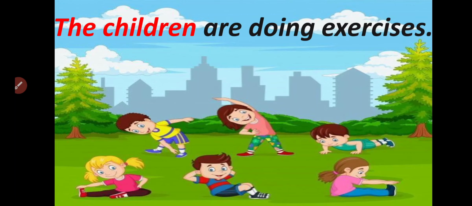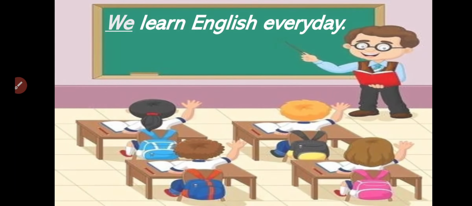Here, the children are doing activities. So here who is performing the action? The children are performing the action. So the children will be the subject, are doing will be the predicate. We learn English every day. So here who is performing the action? We. And what is the verb? Learn. So we will be the subject, learn English every day will be the predicate.